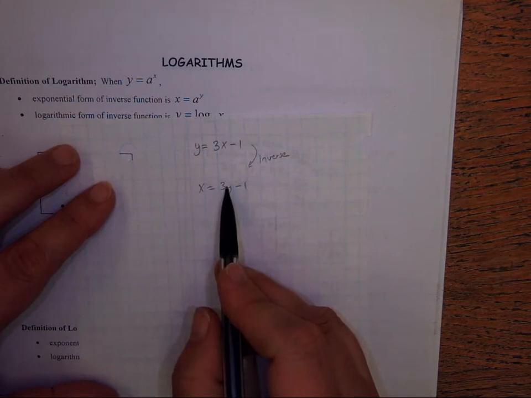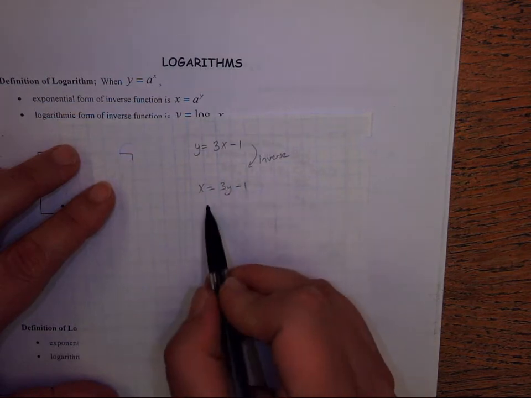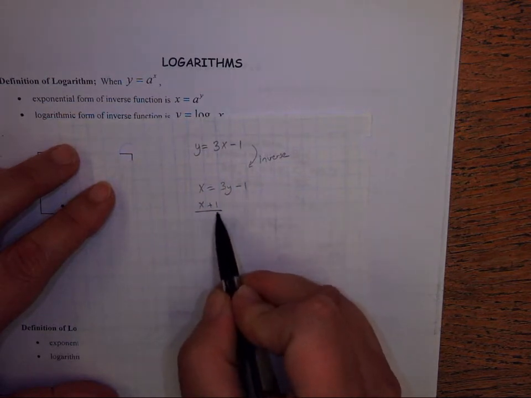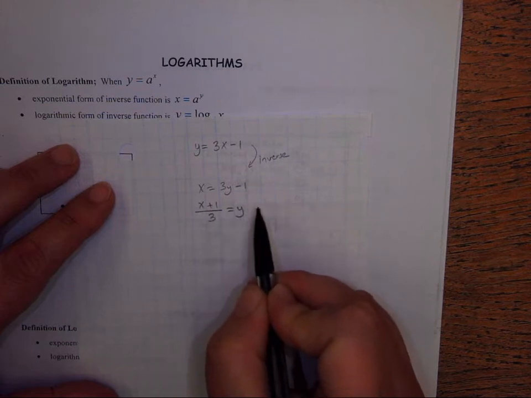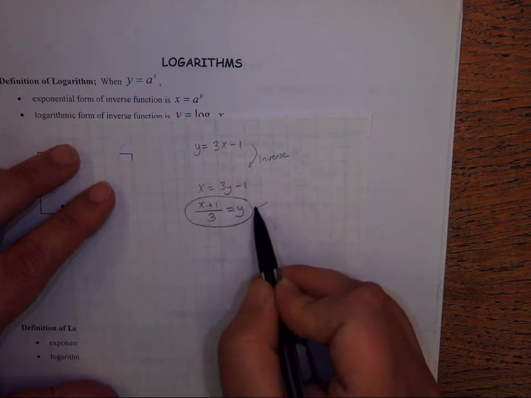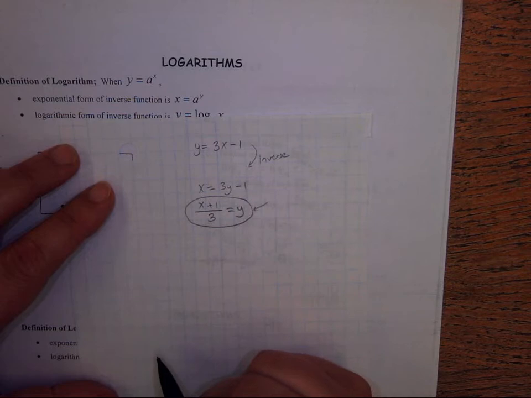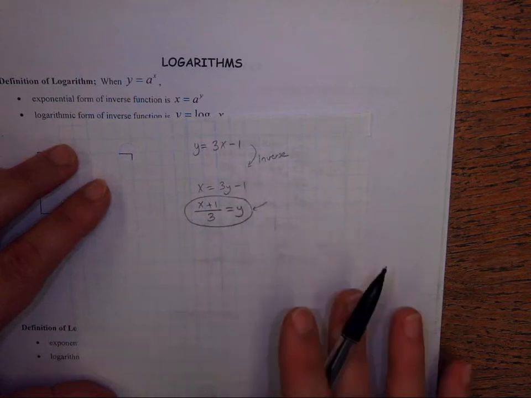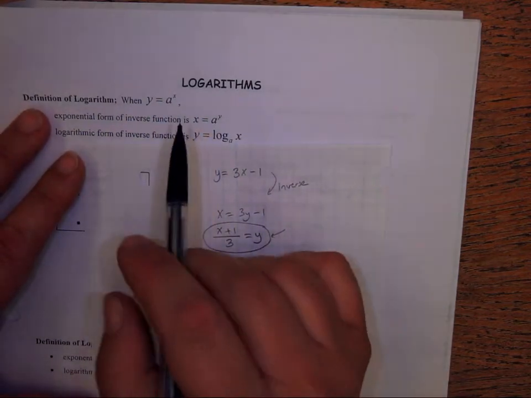And then we isolate y from here. So we get (x plus 1) over 3 equals y. So this would be the inverse function. Okay? That's how we were doing it. How about if we apply the same thing here?